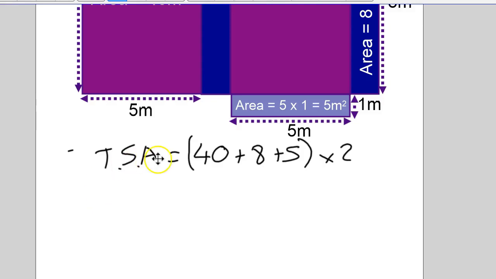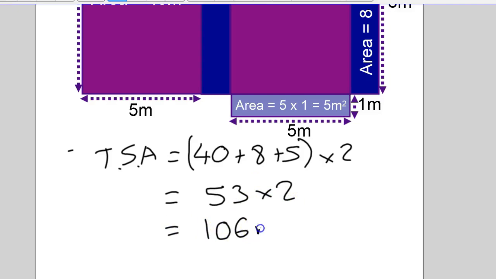Let's extend the page. So the total surface area then, 40 plus 8 plus 5 is going to be 53. And we're going to multiply that by 2. And that will be 106. And those are square meters. All right, so that is how we do it for cuboids. We find the areas of 3 of the faces, and then multiply by 2, and we have the surface area of the whole thing.